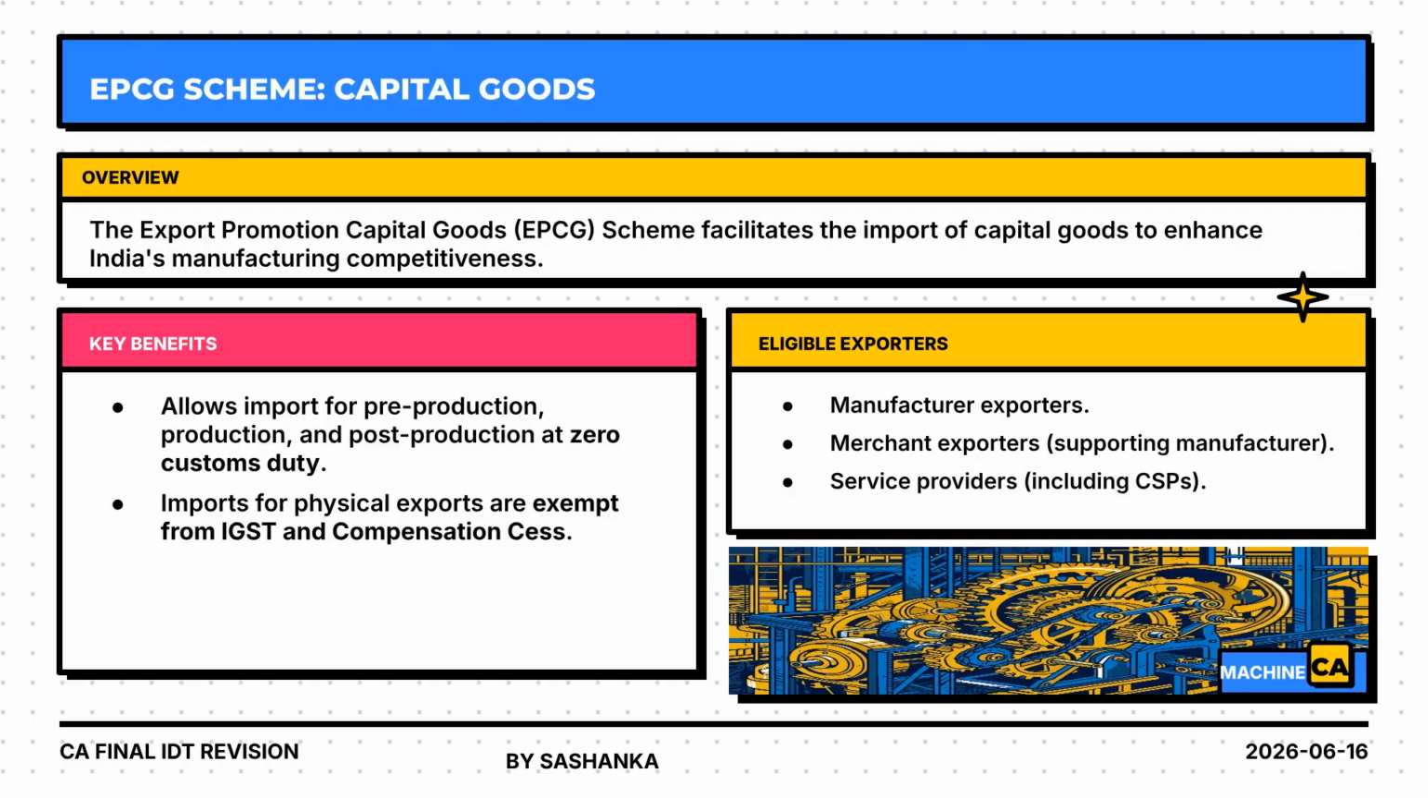Now we move to the Export Promotion Capital Goods Scheme, commonly known as EPCG. Its objective is to improve India's manufacturing competitiveness by allowing duty-free import of capital goods. These imports can be used for pre-production, production, and post-production activities. Capital goods imported for physical exports enjoy exemption from customs duties, including IGST and compensation cess, subject to conditions. The scheme is available to manufacturer exporters, merchant exporters linked with supporting manufacturers, and eligible service providers. In return for these benefits, the exporter undertakes a commitment to fulfill a prescribed export obligation.